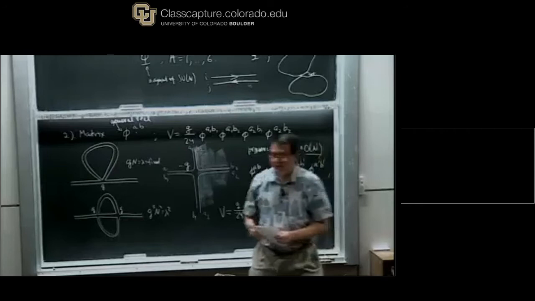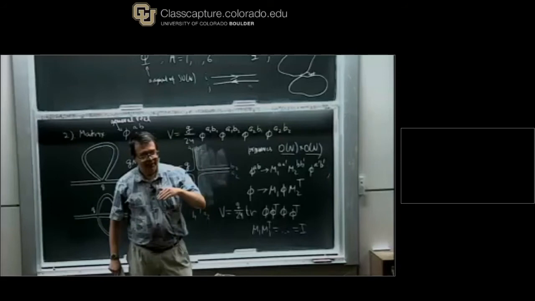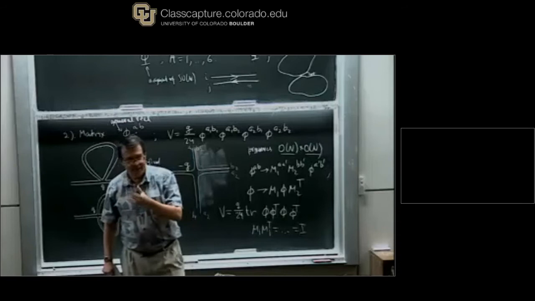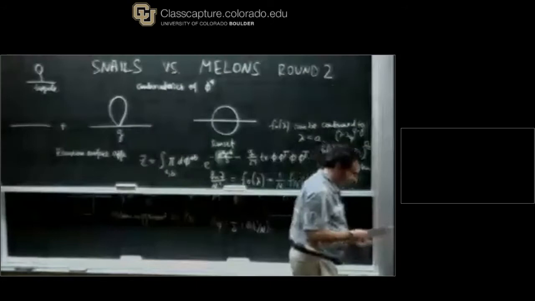The amazing thing about planar graphs is that the series is just geometric. So there is a finite radius of convergence, and it's defined by this lambda c. Okay, so now tensors are really more tricky.